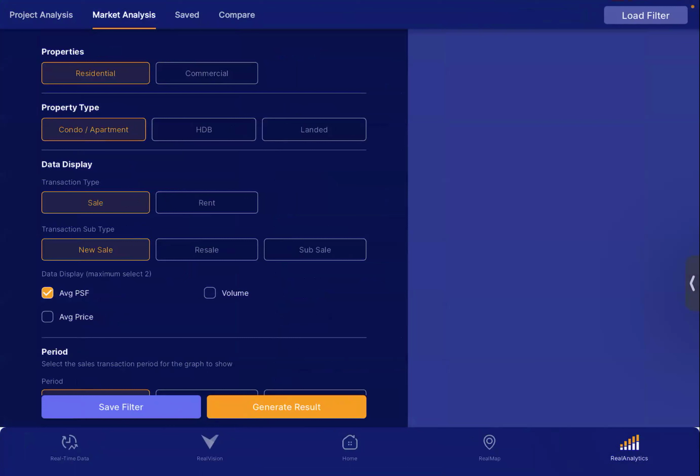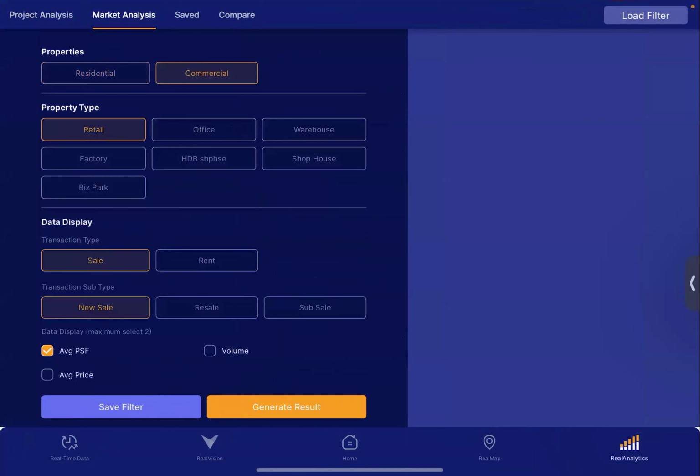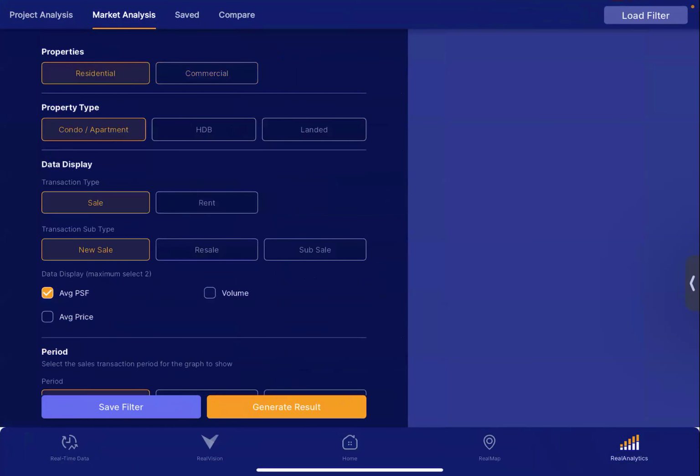Okay, so you can do for residential, can do for commercial. For commercial, retail, office, warehouse, all this. But once you know residential, commercial, 自由发挥啦, up to you to see what you want to compare. A versus B, what you want to compare lah. Okay, so I'll show you residential first. So take for example, you want to compare D9 freehold versus D9 leasehold.